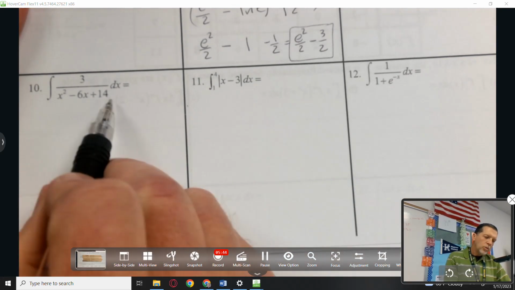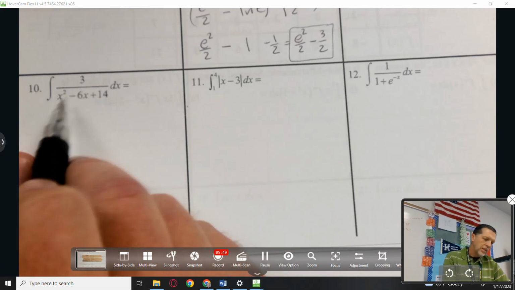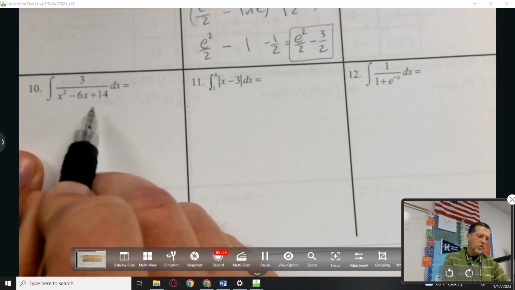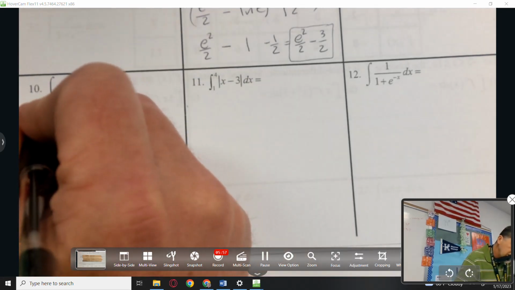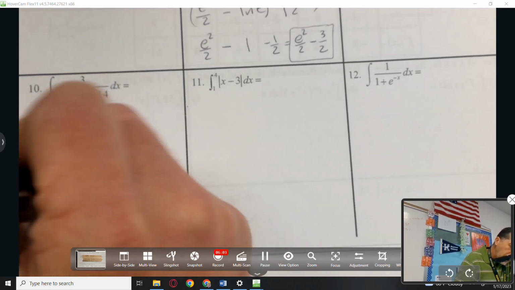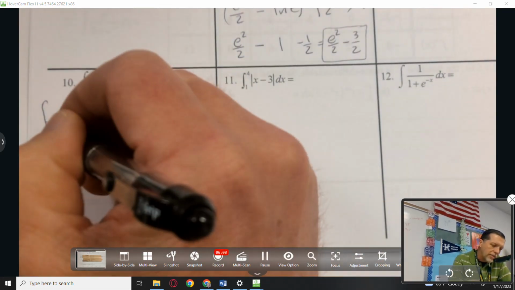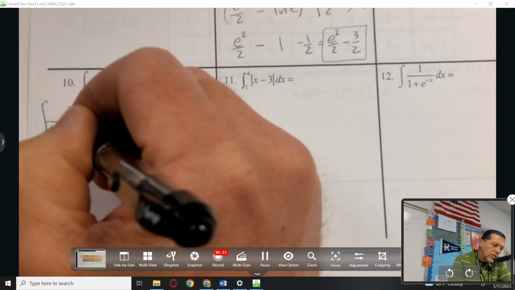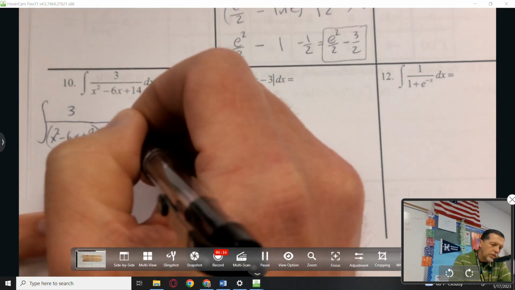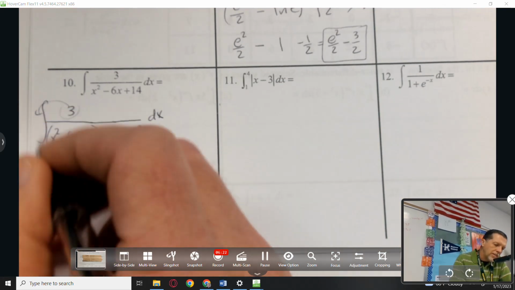Okay, I'm thinking u for the bottom, but then du would be 2x minus 6. And I don't have any x's on the top, so that's not it. An x squared in the bottom, though, could be arctangent. So let's see if we can sort of force this to work. Like, I want this to be a perfect square. So half of negative 6 is 3. Square it, we get 9. So that means I need to do the minus 9 out here. I'm going to take this 3 out front.